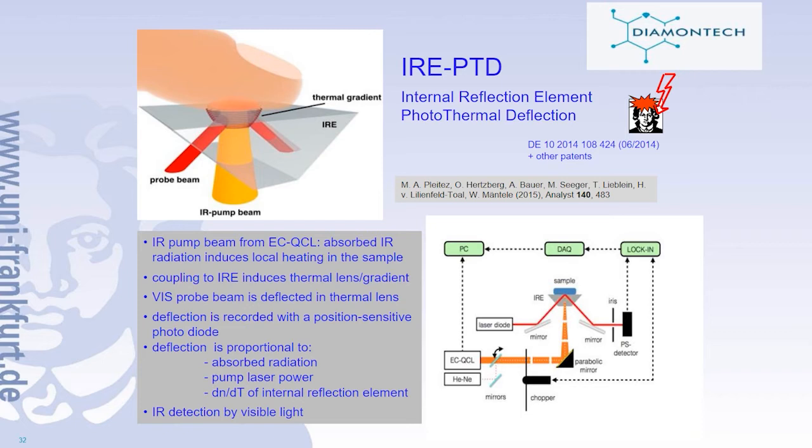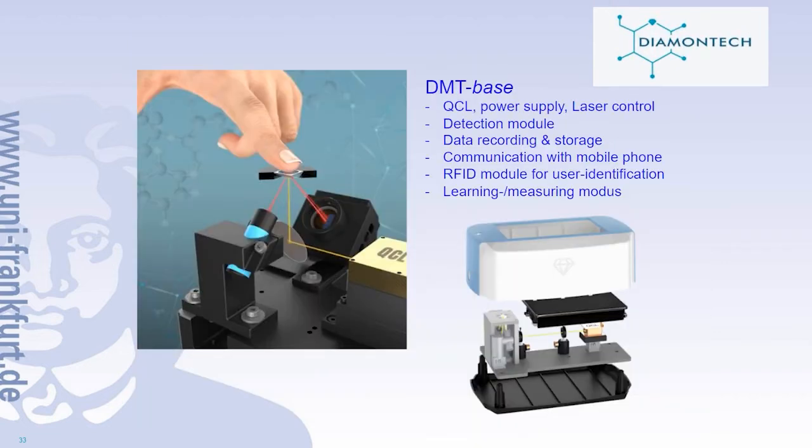Whenever Goethe appears here with a flash, it means that it's a Goethe University patent, which is now owned by Diamond Tech. Now, in practice, you use a quantum cascade laser. This is actually a view of a tabletop instrument that we use for testing in clinics and for validation. It has a quantum cascade laser, which is fully tunable.